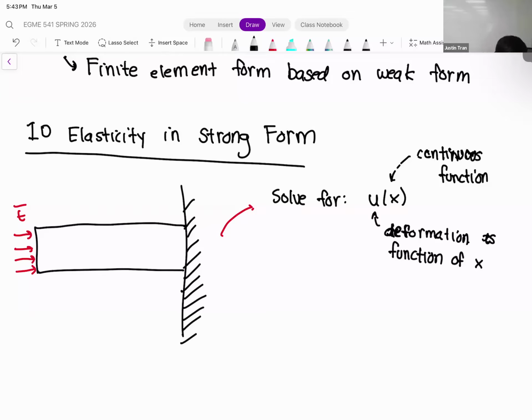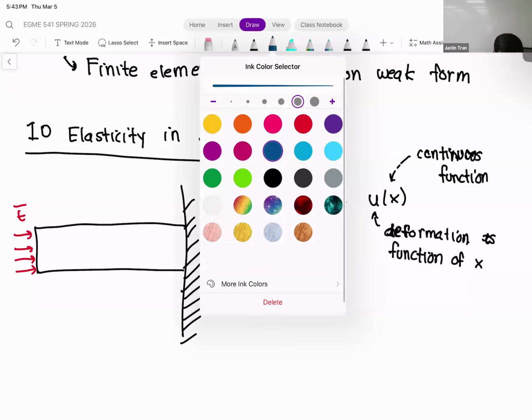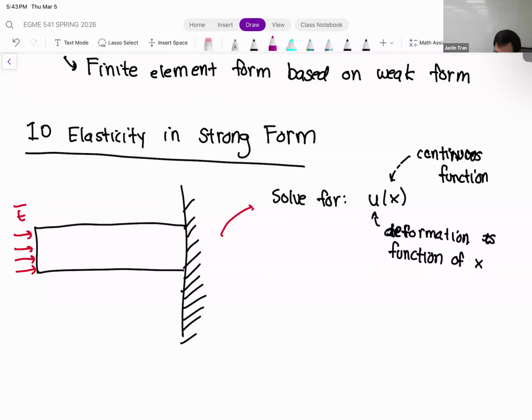Okay. All right. So how are we going to do this? And I forgot one thing. Let's also assume that we have something called a body force that's being applied onto our structure here.